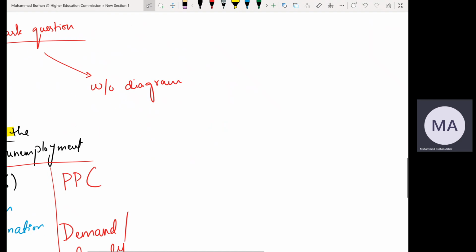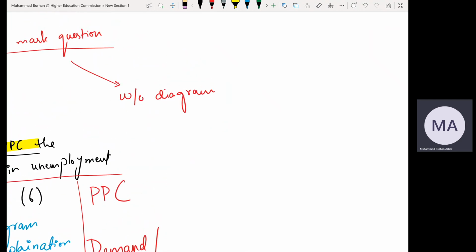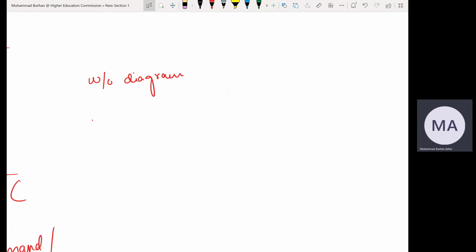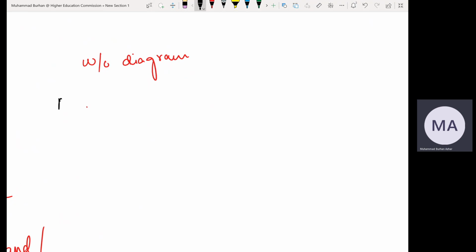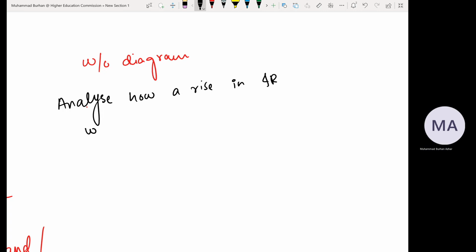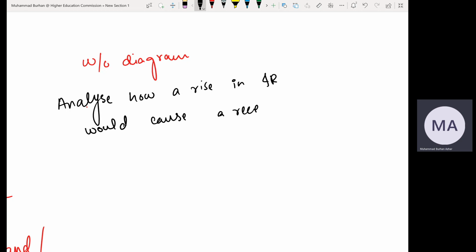That concludes the first part of a 6 mark question, which was with a diagram. Now coming on to a question without a diagram, which usually asks for some effect. Let's see, if it says, analyze how a rise in interest rates would cause a recession. Okay? And this is of 6 marks.